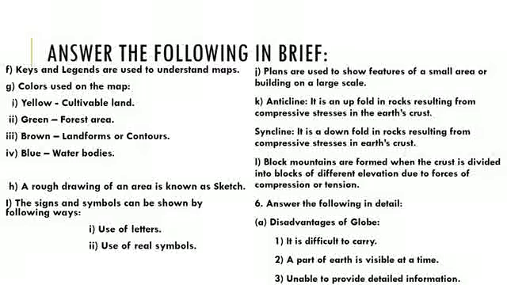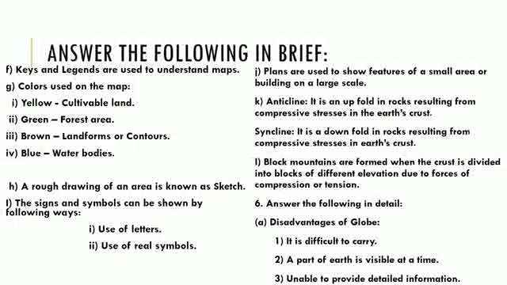H part, what is a sketch? A rough drawing of an area is known as a sketch. I part, write down two ways by which signs and symbols can be shown. The signs and symbols can be shown in the following ways: use of letters and use of real symbols. J part, when are plans used? Plans are used to show features of a small area or building on a large scale.